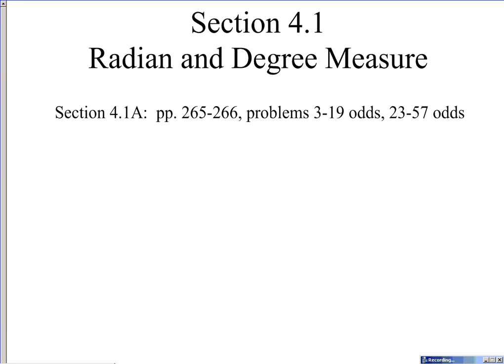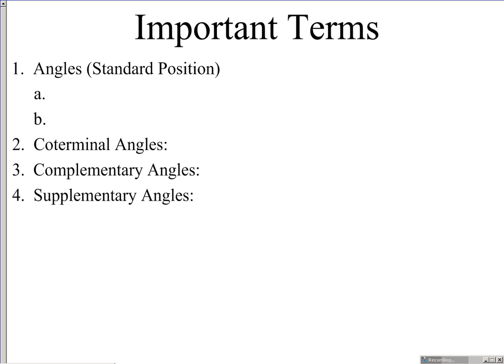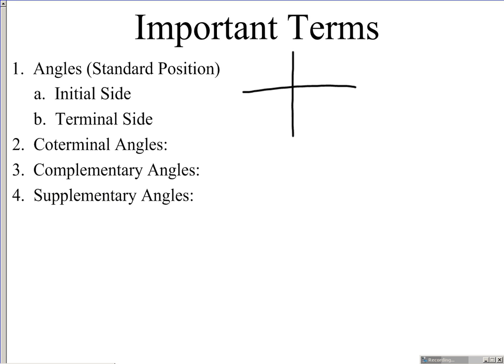Section 4.1, radian and degree measure. Starting with some terminology that you're going to need to be familiar with. An angle in standard position has an initial side and a terminal side. The initial side of an angle is always along the positive x-axis. The terminal side is where the angle ends up when we begin rotating from that initial side.